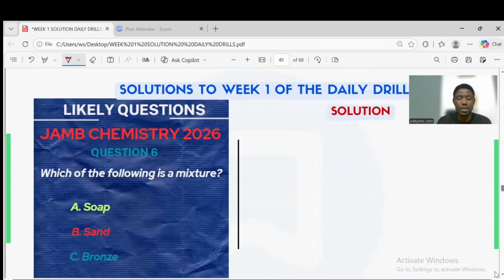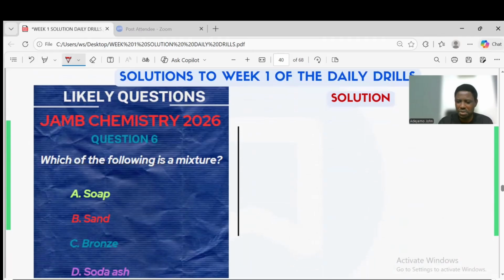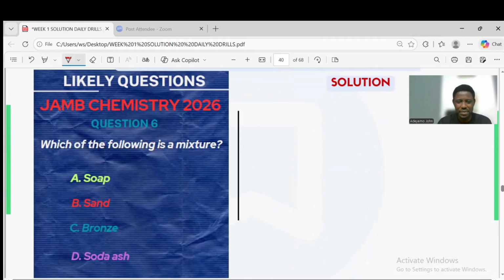So let's see this. Which of the following is a mixture? As simple as it is, it's important for you to know that it comes out. This is the exact question from JAMB too. So a mixture does not have a formula. It's not that easy, but you have to look at it. Which of the following is a mixture?